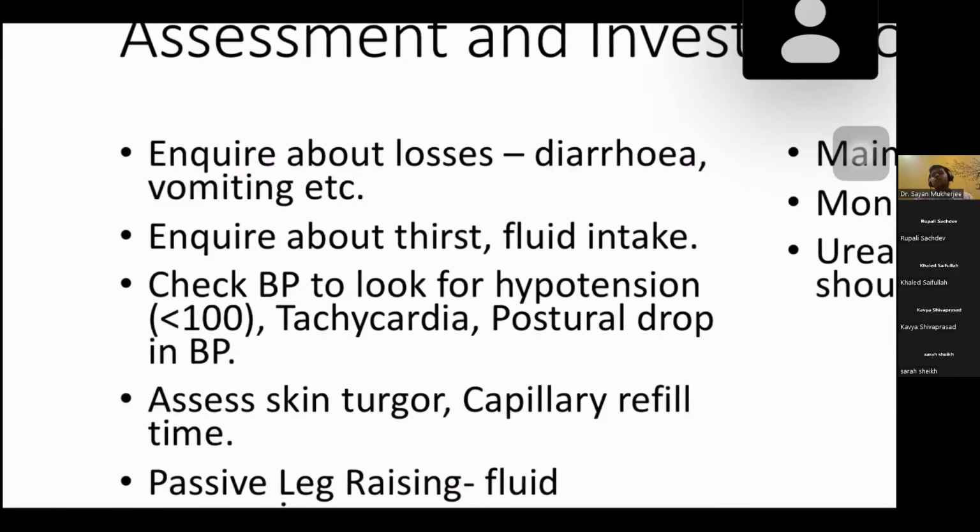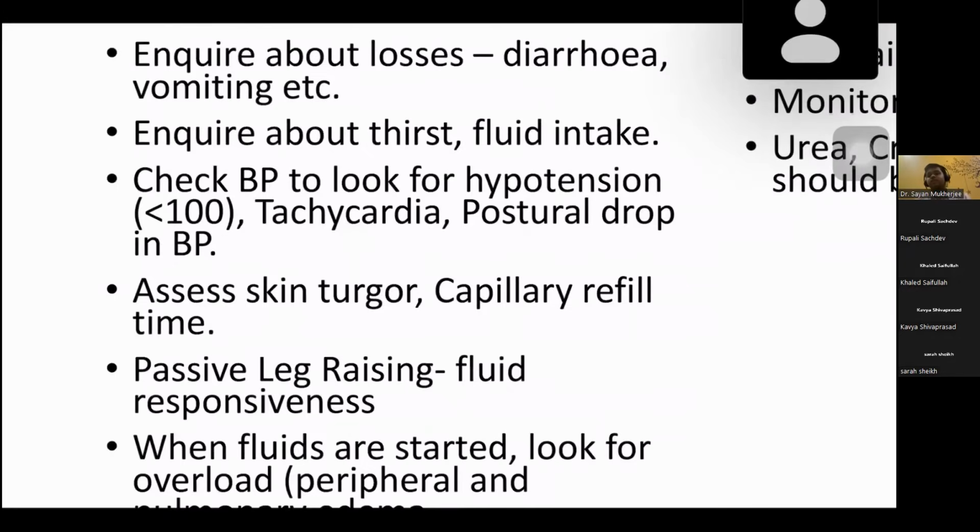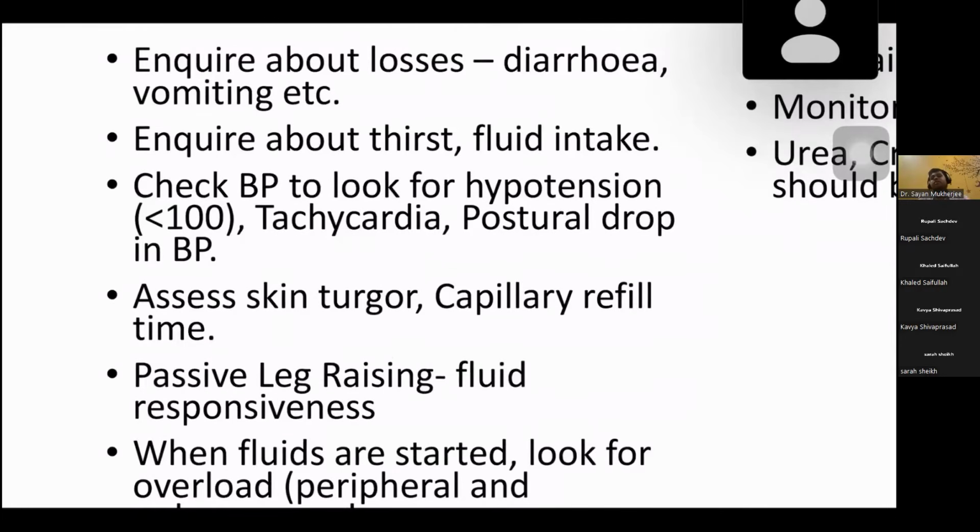Whenever a patient comes to you and you suspect that he has lost a lot of fluid, you inquire about what the mode was. If it's diarrhea, you take note of how many episodes of diarrhea, what was the volume, and whether the patient was taking fluids while the diarrhea was ongoing. Similarly for vomiting, you can inquire about the number of episodes and what kind of fluids the patient was taking. So that's the history part of it.